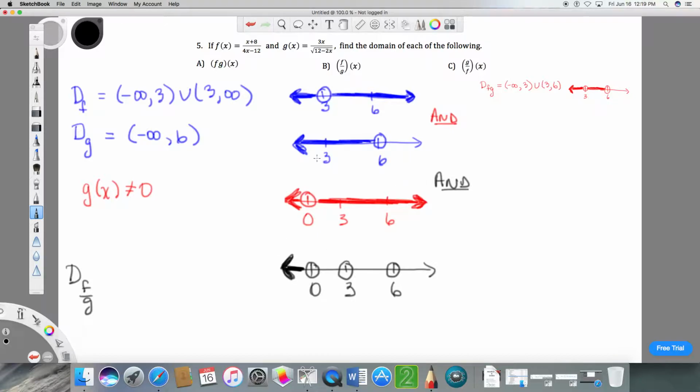And values between 0 and 3, because somewhere here to the left of 3 is 0, and in between 0 and 3, those are all shaded in all three sets, so they're in our intersection. And between 3 and 6 is in all three. To the right of 6 is not in the middle one, so it's not in the intersection. So here's a picture of the domain for this part B. And if we describe that, it's from negative infinity up to 0, excluding 0.